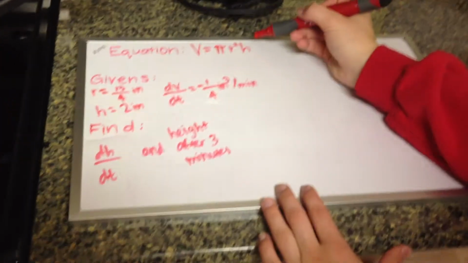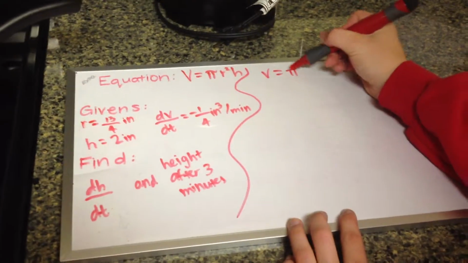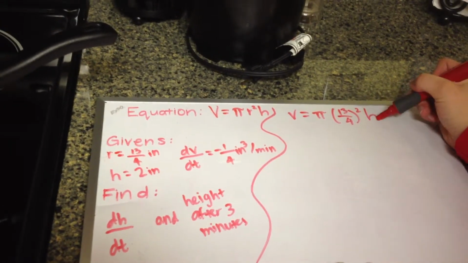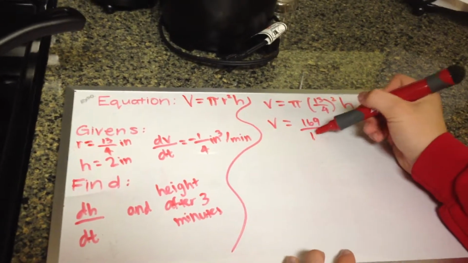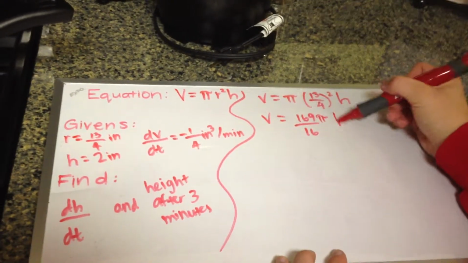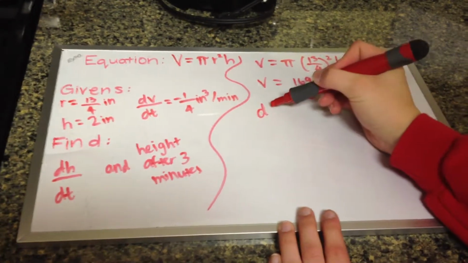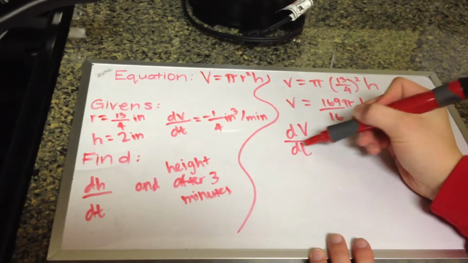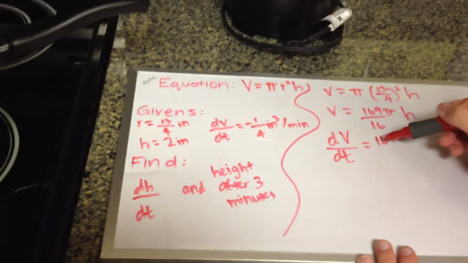Your first step is to plug in your givens. R is constant, so volume equals pi r squared h, means that pi is being multiplied by 13/4 squared times height. And then you can simplify that by saying 169 pi over 16 times height. Then you can change it to a related rates problem by saying the change in volume over time is 169 pi over 16 times the change in height over time.